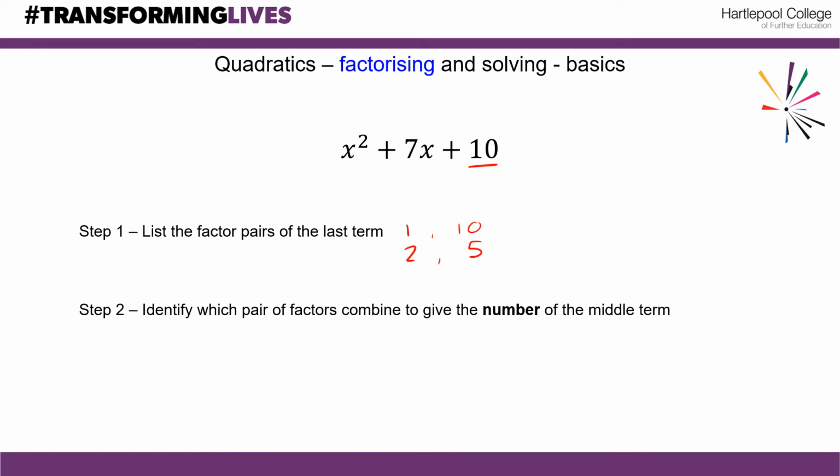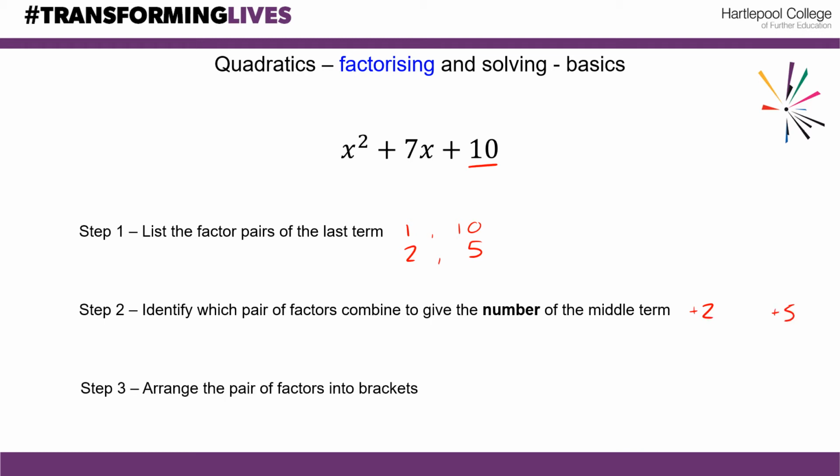Step 2, identify which pair of factors combine to give the number of the middle term. So the number that we're looking for is 7. Can't make 7 out of the 1 and 10, but 2 add 5 gets me 7. So the factor pair I'm looking for is 2 and 5. Just make a quick note of that. 2 and 5. And again, both positive numbers there.